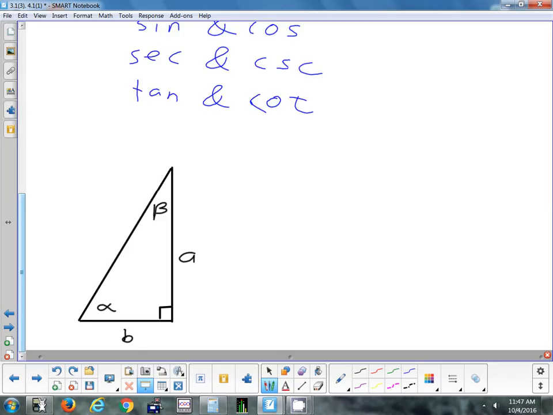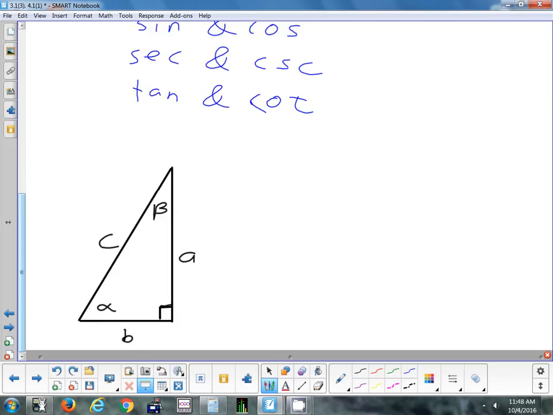So when we label a right triangle just generically, you always put A across from alpha, and you always put B across from beta. And C would always be the hypotenuse. It's a good idea to label C. You don't need to label this angle because it's always the right angle, so you don't need a name for that.